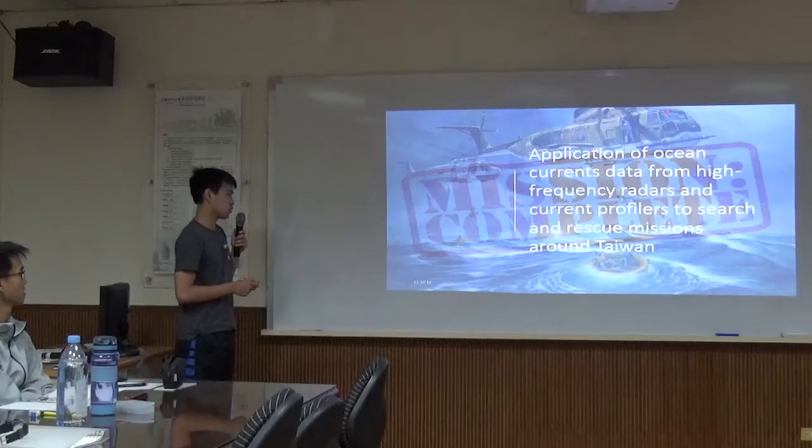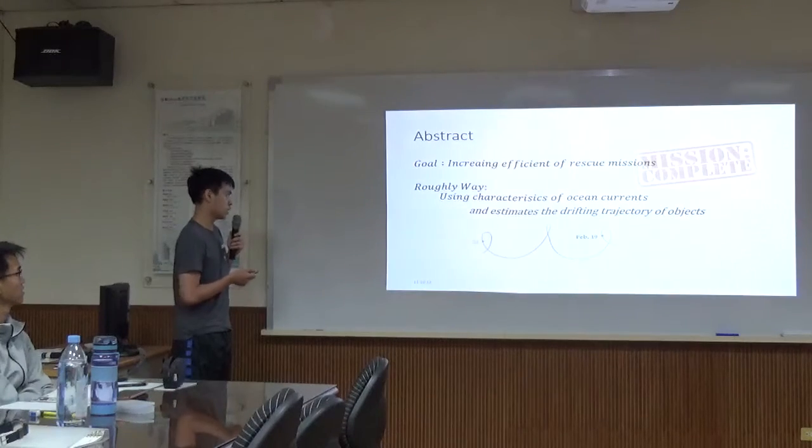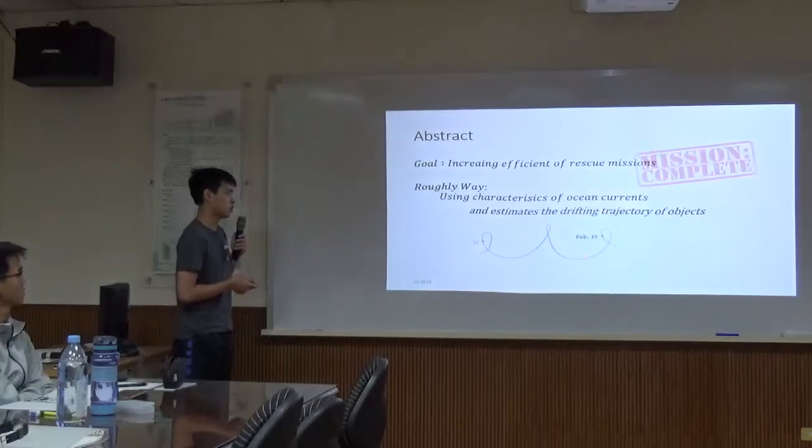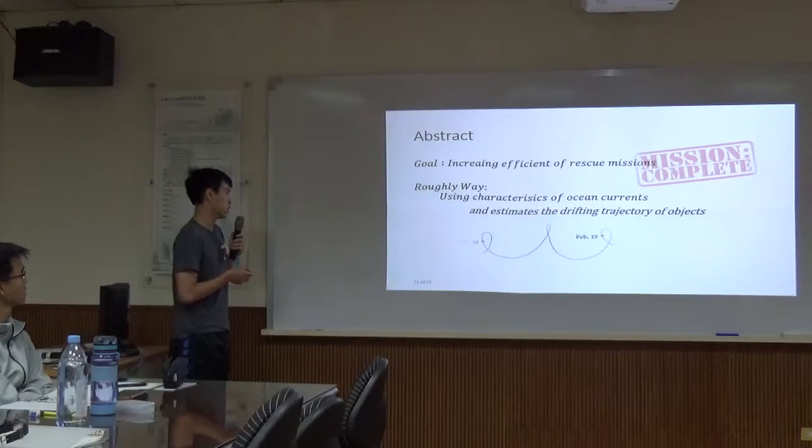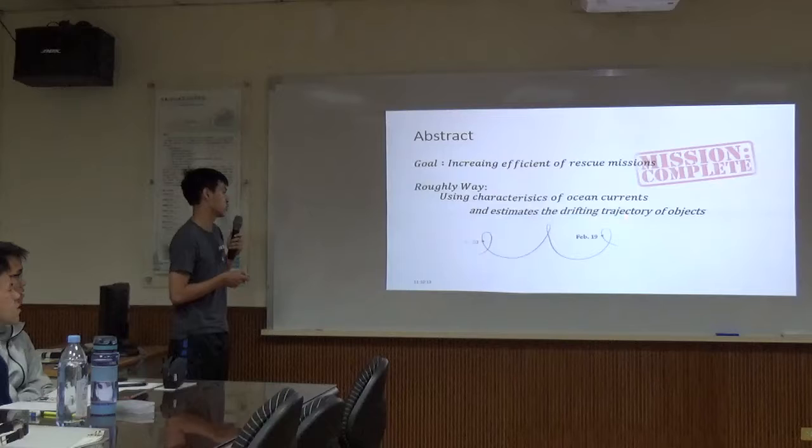Today I'm going to talk about the application of ocean current data from high frequency radars and current profilers to search and rescue missions around Taiwan. And this is the abstract. The goal is to increase the efficiency of rescue missions. The general solution is using characteristics of ocean currents to estimate the drifting trajectory of objects like this one.